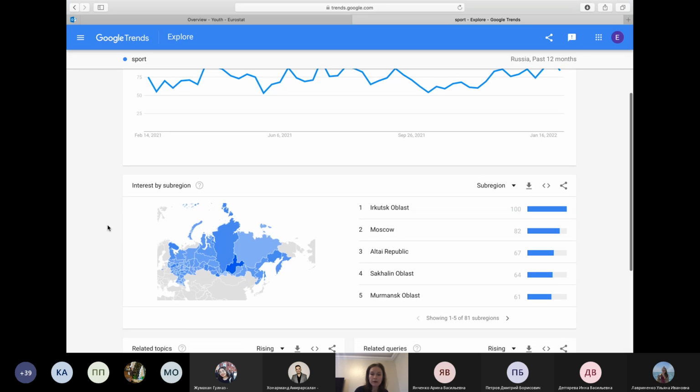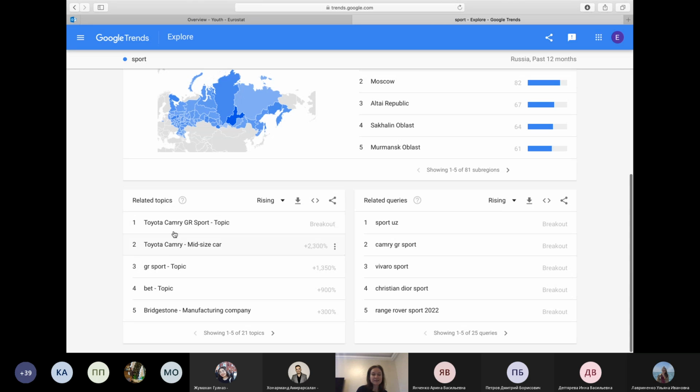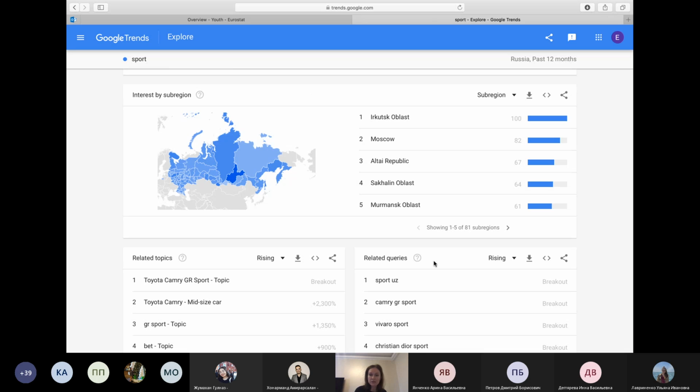The output is given by different locations, and we can compare, for instance, Irkutsk with Moscow or Murmansk and so on. So you see here some related topics, and yeah, we see automotive industry, right? So sport, because of the particular car model. We see related queries. We can play here again with looking at the rising queries. So those are maybe new, or those that are maybe in the focus of attention.